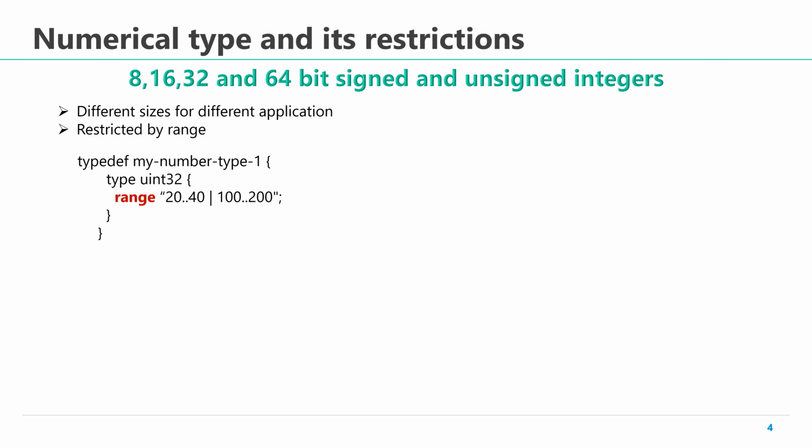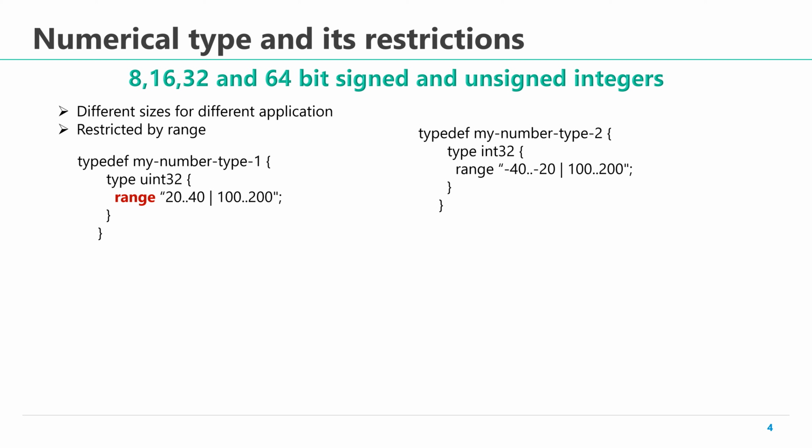However, when defining a derived type, as it is done here, you see there is a derived type called my number type 1, wherein the unsigned int 32 has been used, but the range has been restricted to be from 20 to 40 and then from 100 to 200.